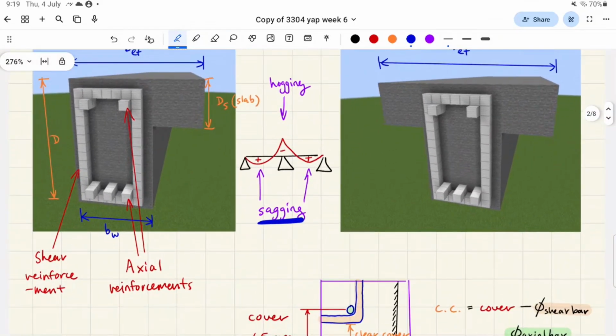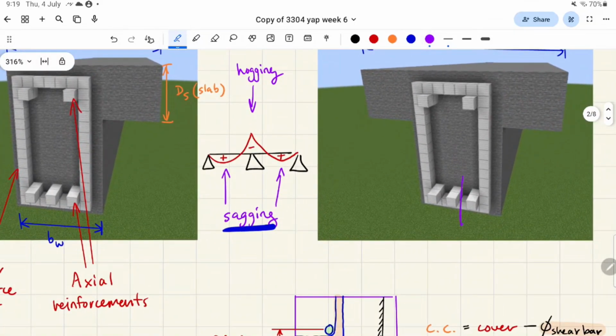I'm going to zoom in on this corner here just to explain the concept of cover.